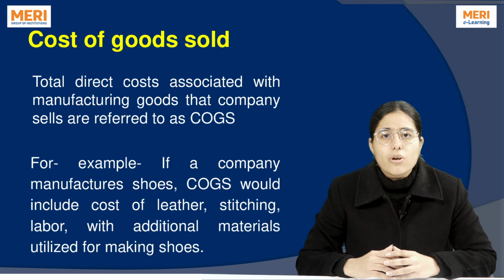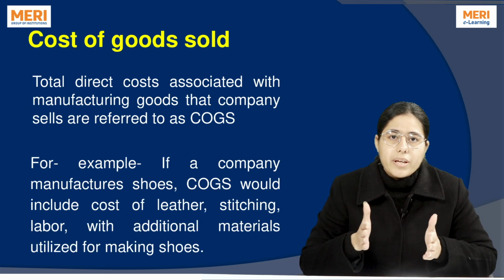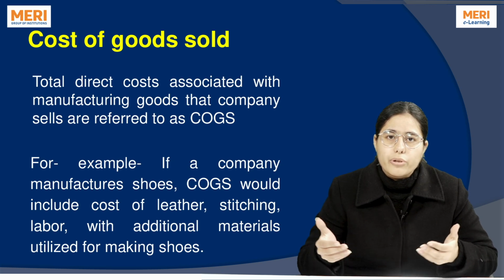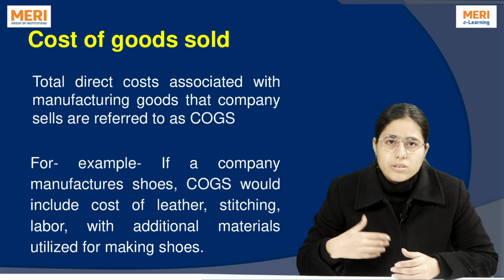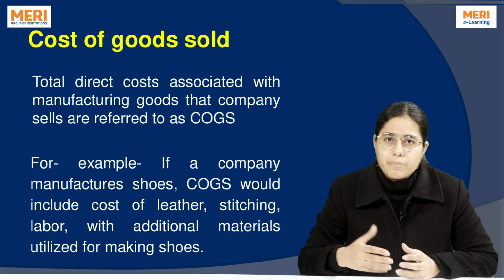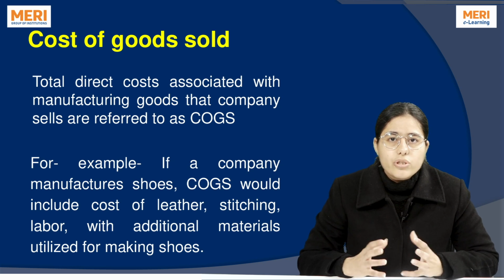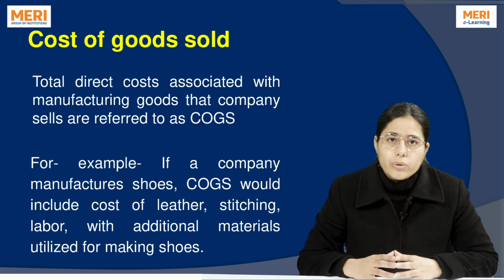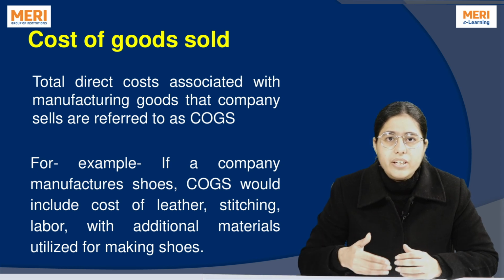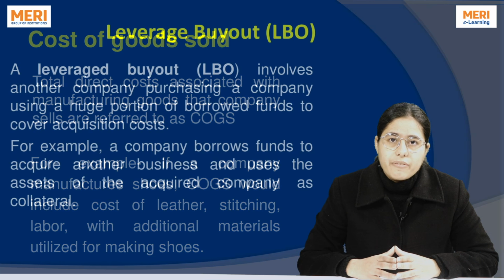Our next term is cost of goods sold. Total direct costs associated with manufacturing goods that a company sells are referred to as cost of goods sold. Examples include raw materials, manufacturing labor, factory overheads and direct expenses. Let us take an example. If a company manufactures shoes, COGS would include cost of leather, stitching, labor with additional material utilized for making the shoes.